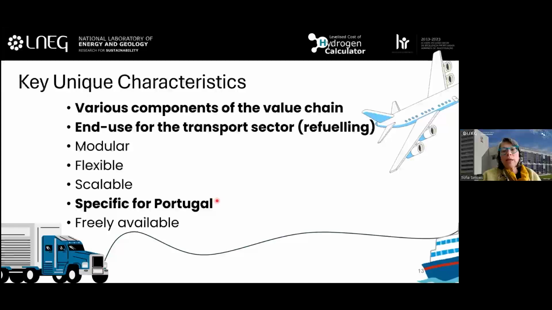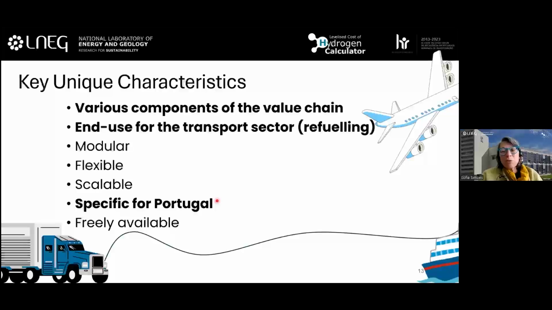So this would be, like in bold, the three most unique characteristics. It's modular, so you can choose to use just one of the modules. It's flexible. You can use it with default values or input your own. Let's say you want to test your specific projects. You can change the default values by your own, and it's scalable. And it's free. It's available for free because we are a state laboratory, so we do public service.